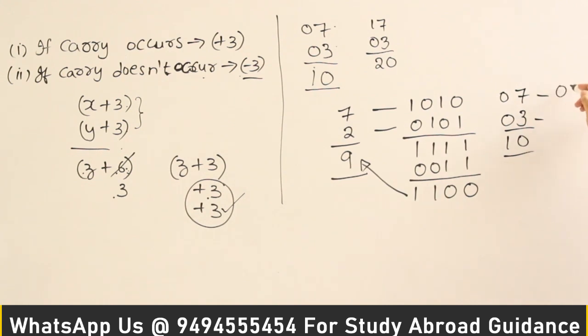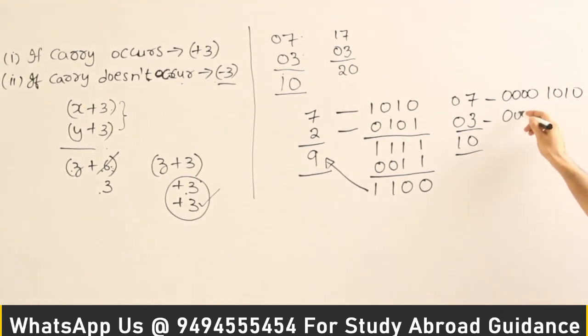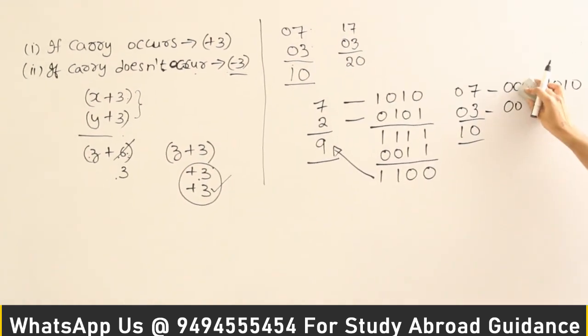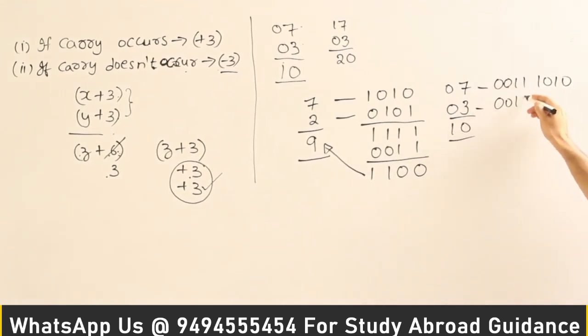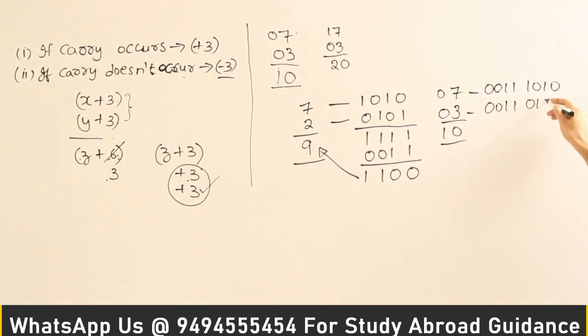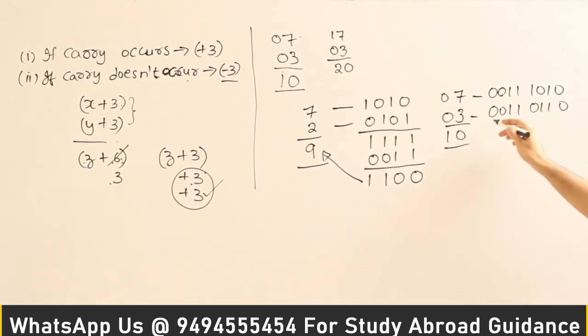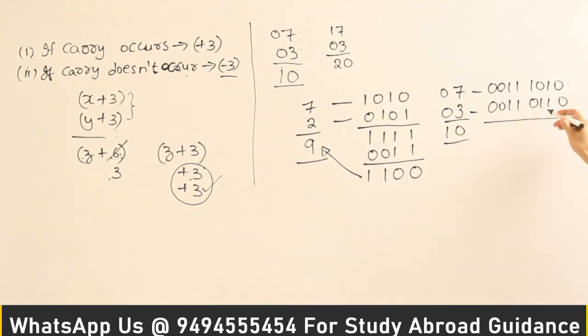0 is going to be 0 0 0 0, and 7 in excess 3 is going to be 1 0 1 0. And 0 in excess 3 is going to be 0 0 1 1, and 3 in excess 3 is going to be 0 1 1 0, right? Now you add them, then what do I get here? 0 here and then 1 0 1 0, we get a carry and then 0.